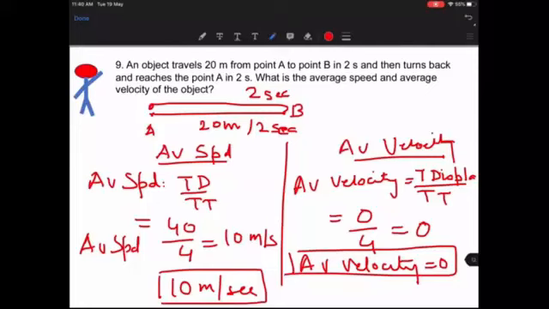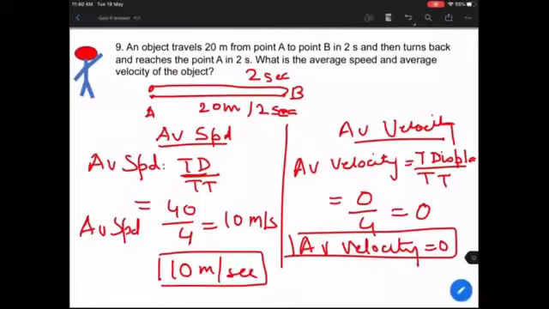When are average speed and average velocity equal? When will these two be equal? Total time remains the same, but only if your distance is equal to displacement will your average speed and average velocity be the same. When will that happen? Only when an object is traveling in a straight line, because for an object traveling in a straight line the speed and the velocity are going to be the same.